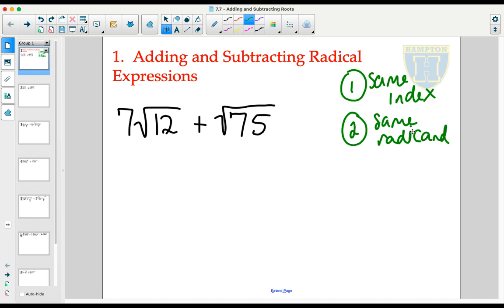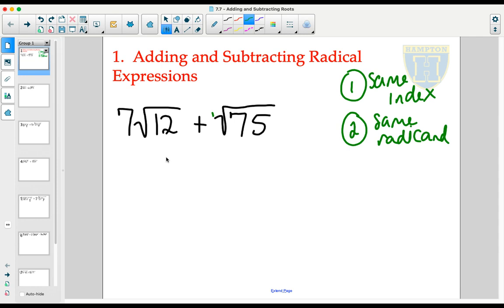That is the only way that we are actually able to add them together, because what we're adding is actually the numbers that are going to be outside of the radical, not inside of the radical. We're treating these like terms, where we have an amount of something that we are combining together. Now, for this first example, you'll see that we have the same index. These are both square roots, but we do not have the same radicand.